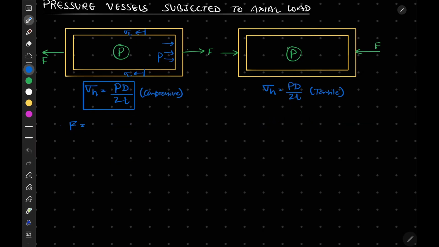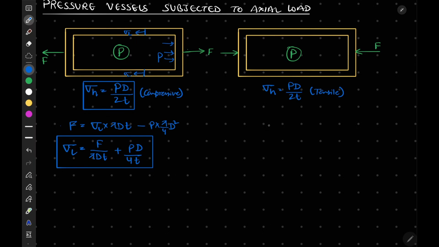Now if we do the equilibrium, we can write that this force F will be equated by the net force on this side, that is sigma L times pi dt, minus, because it is in the opposite direction, P into pi by 4 d square. So from here we can write that sigma L is equal to F upon pi dt plus P times d by 4t. This is your sigma L.